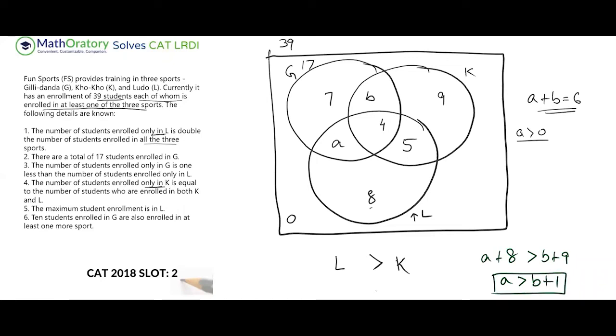So if you think about this, A greater than 0 becomes irrelevant now, because it has to be greater than B plus 1 any which way. So I'm just taking this off. So what are the possible cases here?